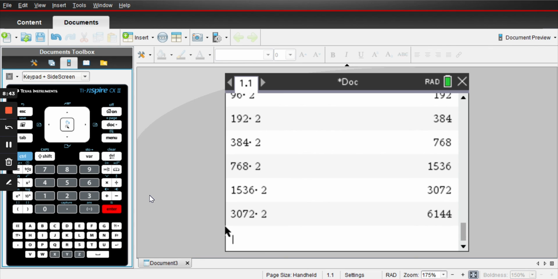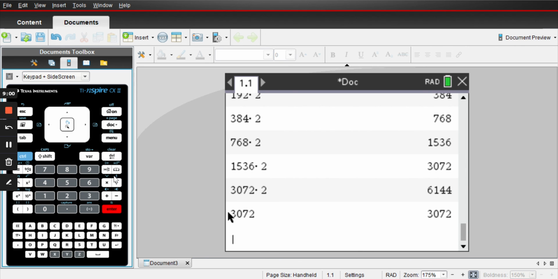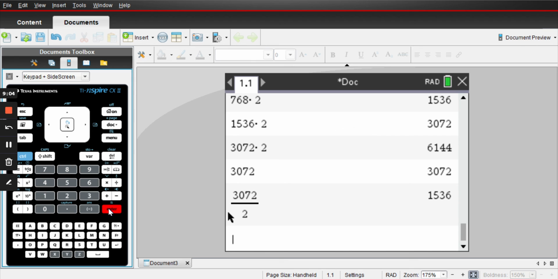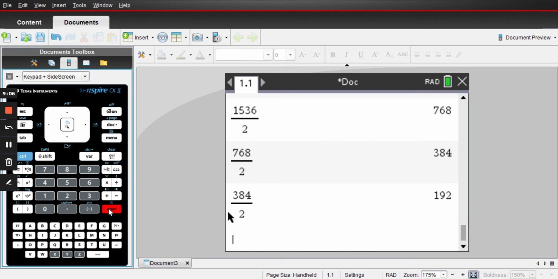What if it was divided by? Or what if the value you got given was a half? Let's start with 3072 because we know what number we're going to end up with. 3072. And I'm going to press enter. That's my new starting value. Now I'm going to divide by 2. Divide by 2. Divide by 2. Divide by 2.